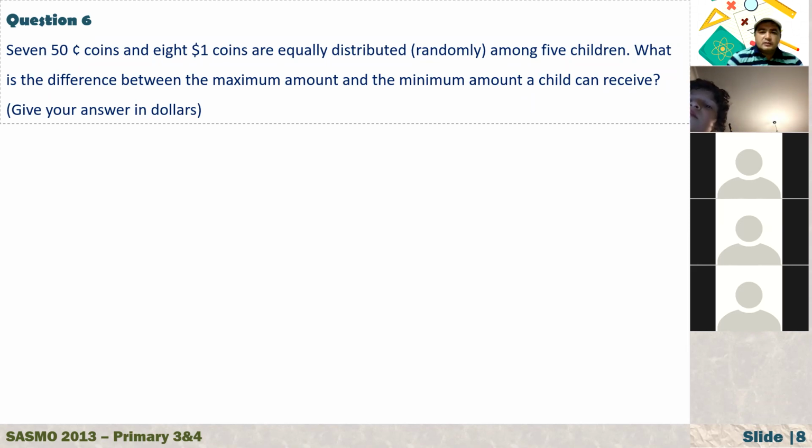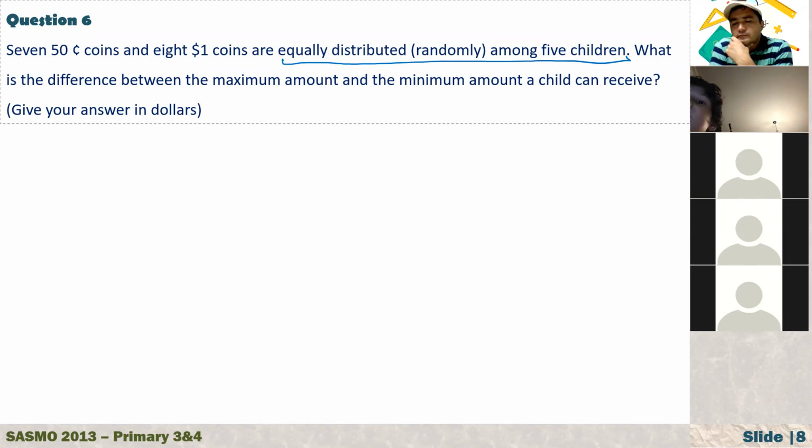Okay. So Shamil, what do you understand from here? Equally distributed. It means that the 7 50-cent coins and 8 $1 coins are distributed equally among 5 children. Shamil, altogether, how many coins do we have? How many coins do we have here?